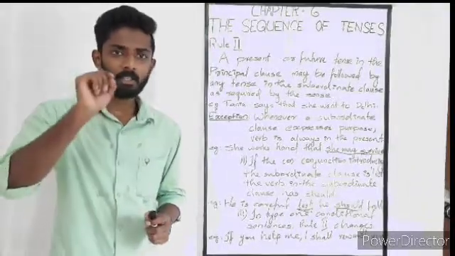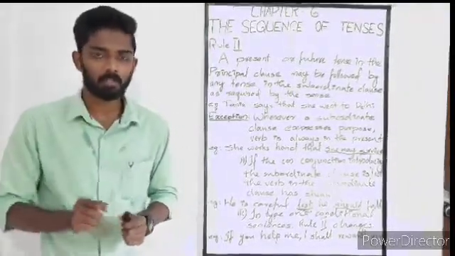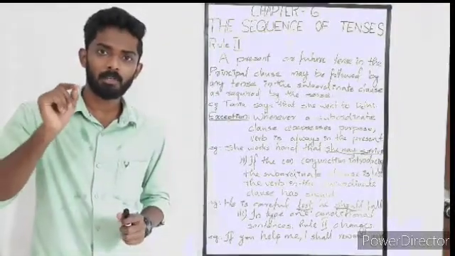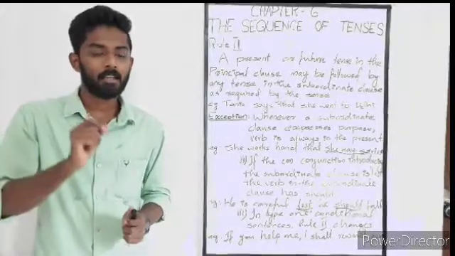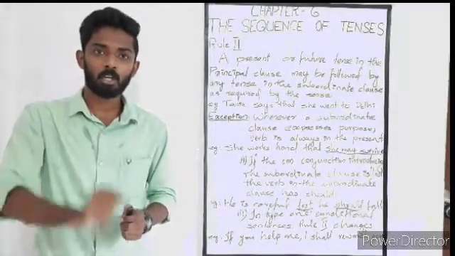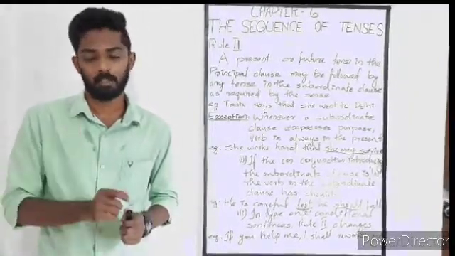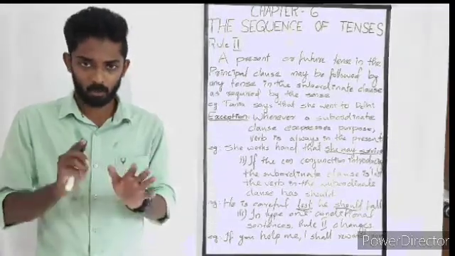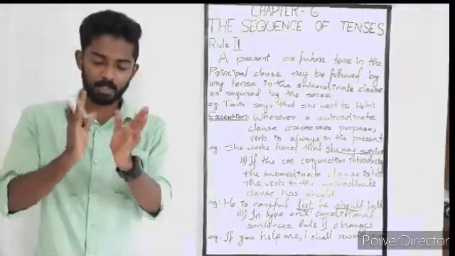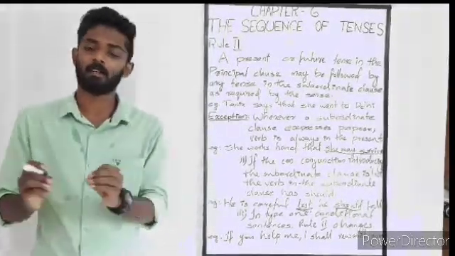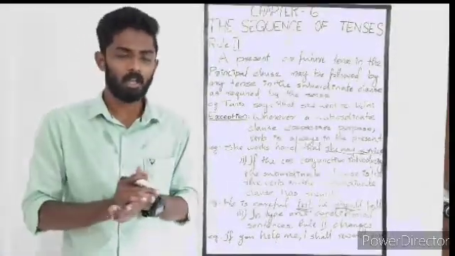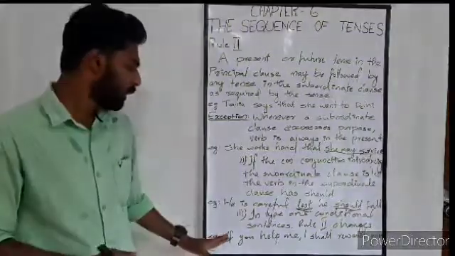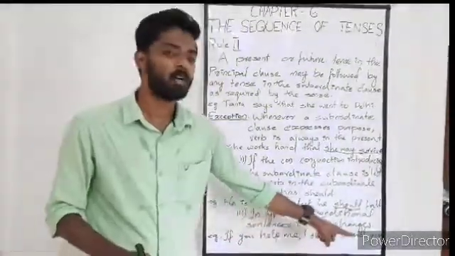So in a type 1 conditional sentence, the tense of the verb in the principal clause is future, and that of the verb in the subordinate clause is present. So in the subordinate clause it will be a present action, and in the principal clause it will be a future action. I can give a few examples, like, if you help me, I shall reward you.